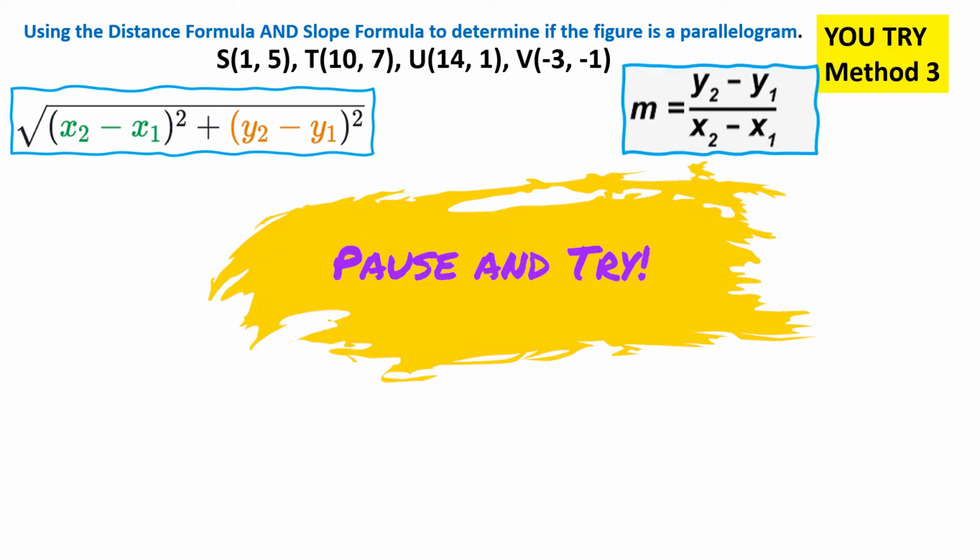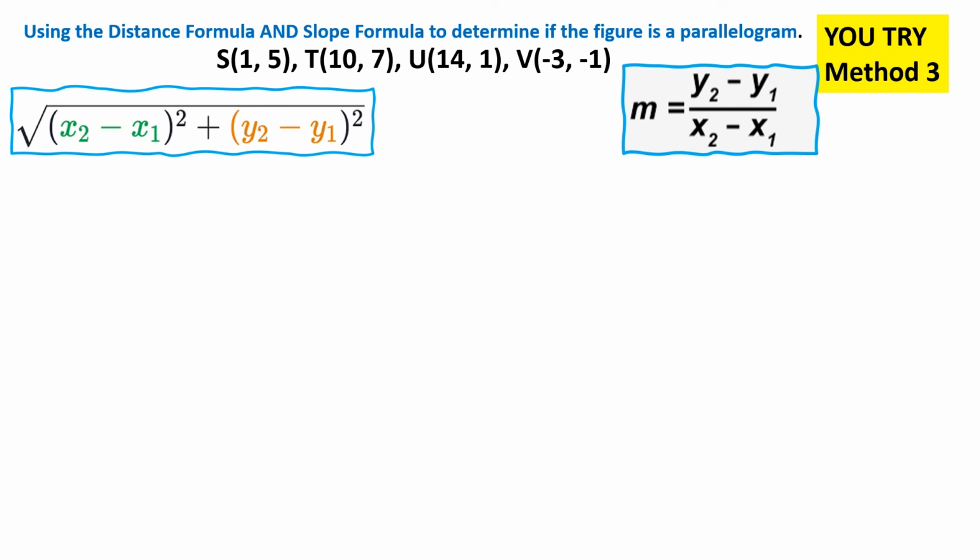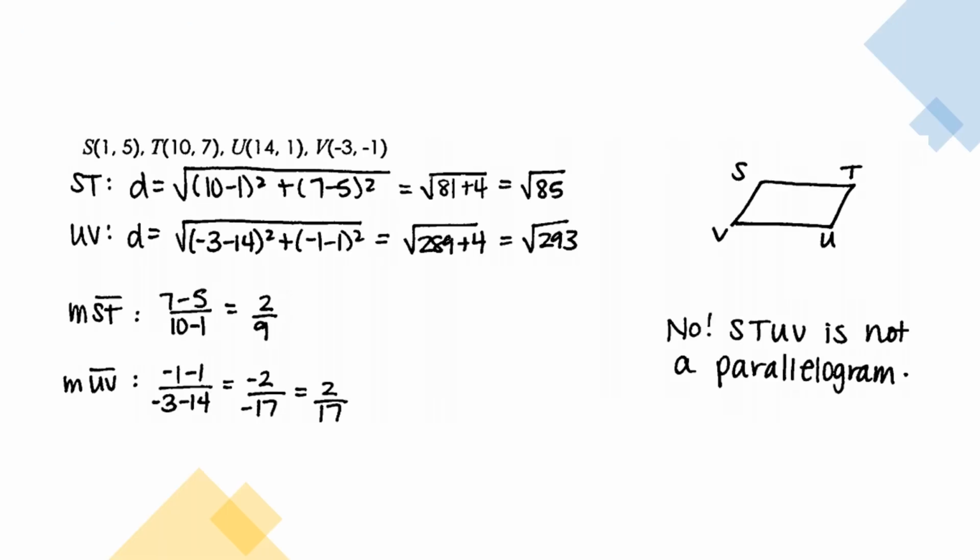So we finally reached our last problem. I would like for you to pause the video and try this problem on your own using the distance and the slope formula to determine if these ordered pairs would make a parallelogram. So these ordered pairs will not create a parallelogram. Hopefully you got it correct, but if not, go ahead and just pause the video and analyze the work a little bit here.